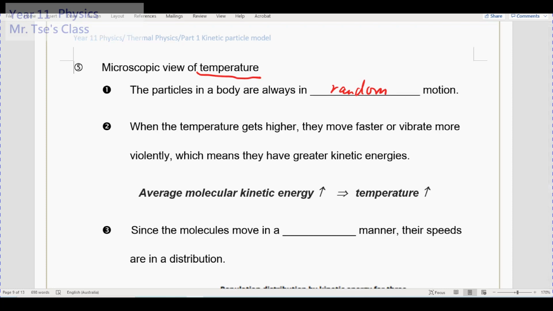Okay, so the idea is we find out that when temperature gets higher, actually the particles move faster. So that's intuitively true. It's self-evident. I don't think we need to elaborate on that more. They also vibrate more violently. So that means temperature has something to do with the speed of movement of those particles, which means they have greater kinetic energy. So that's why we relate temperature to the average molecular KE.